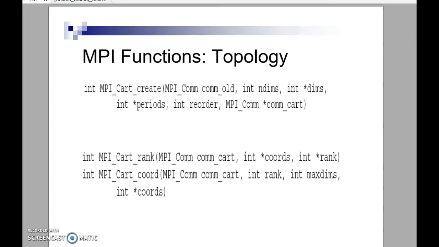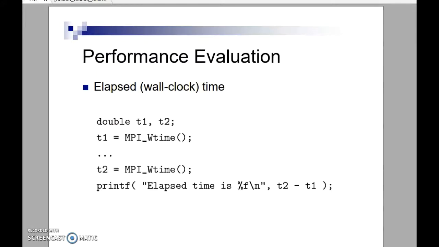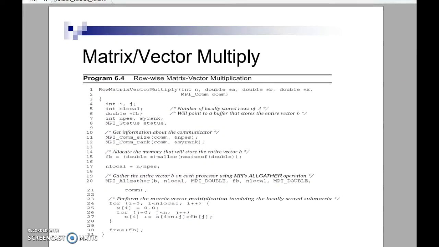Another function is topology. MPI also provides a function to evaluate the performance of MPI. So there is MPI wall clock time, which will calculate the overall processing time. So this is an example of how we can solve a problem and run it in parallel using MPI. Okay, that's all. Thank you. Salam.